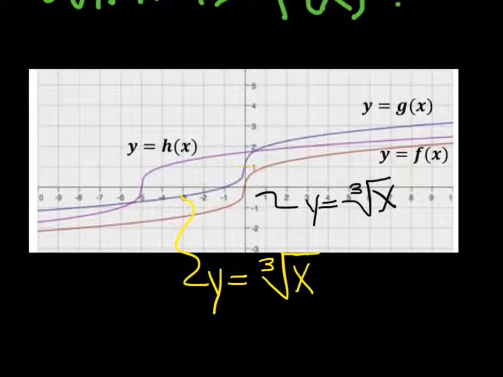Now is the plus 1 going to be under the square root sign or outside of it? It's not going to be inside of it. It's going to be outside. Outside makes it go up and down. Inside makes it go left and right.